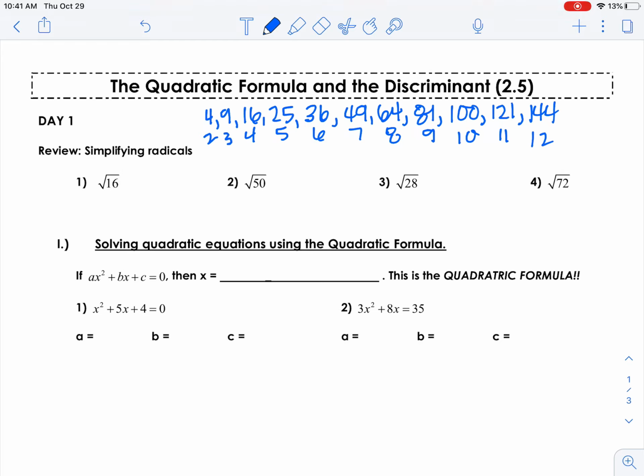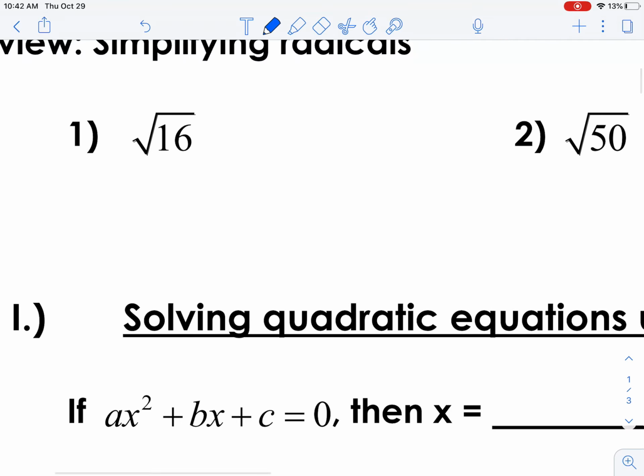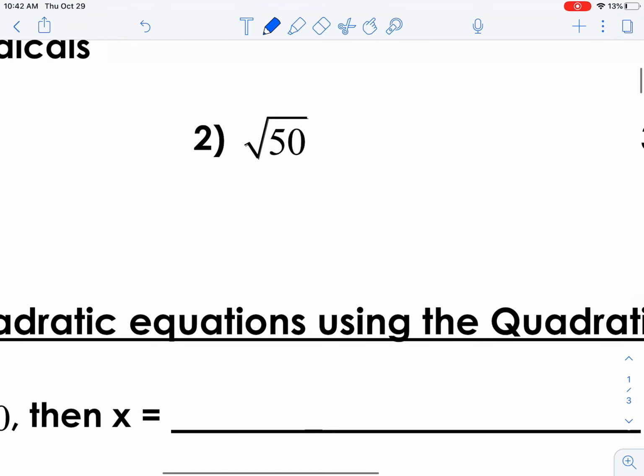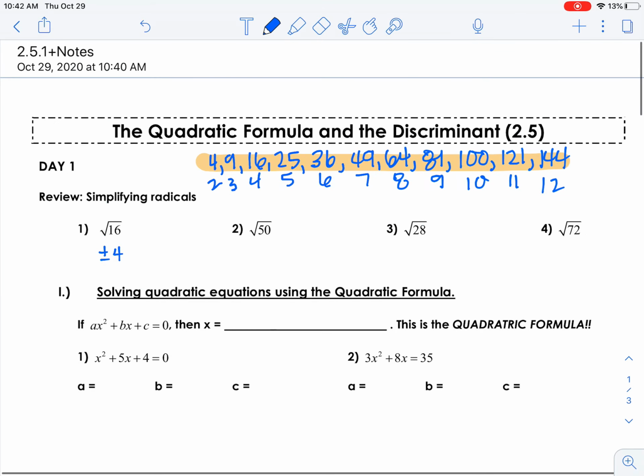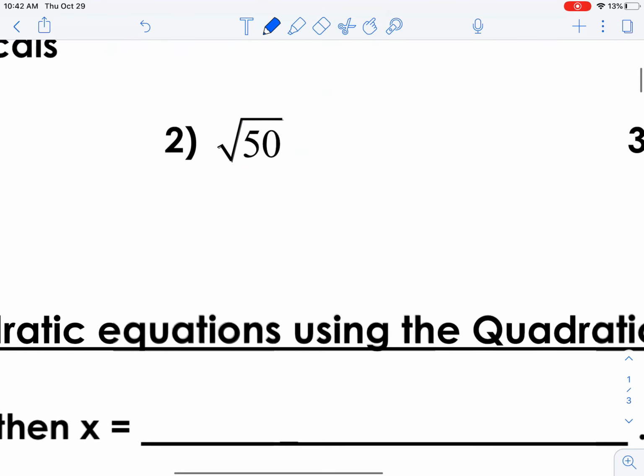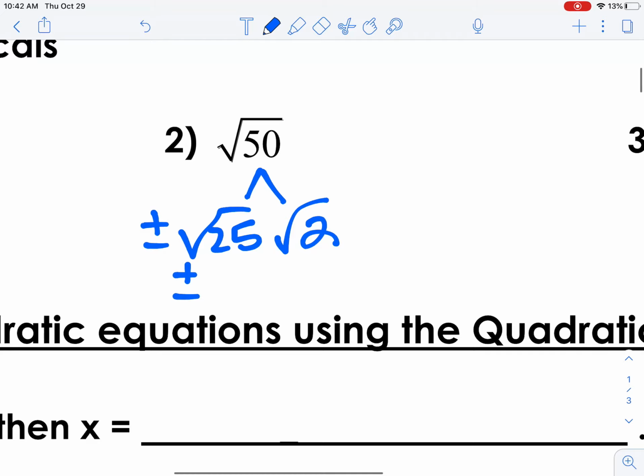So our job when we simplify a radical is to figure out what of all those top perfect squares, right? The perfect squares are up here along the top. Which one is the biggest that goes into our radical if it's not a perfect square itself? Like for example, this guy is a perfect square, so that's plus or minus 4. 50 is not a perfect square, so if we zoom out and find that 25 goes into 50 twice, so this is plus or minus 5, radical 2.